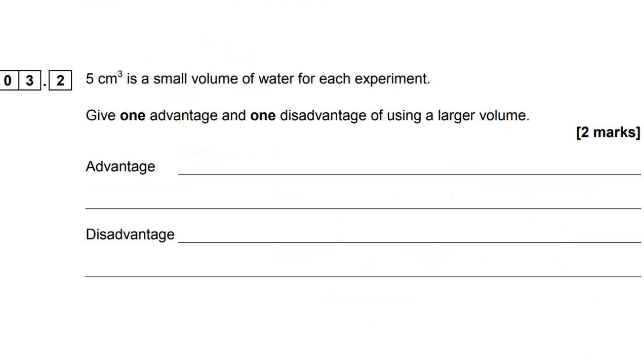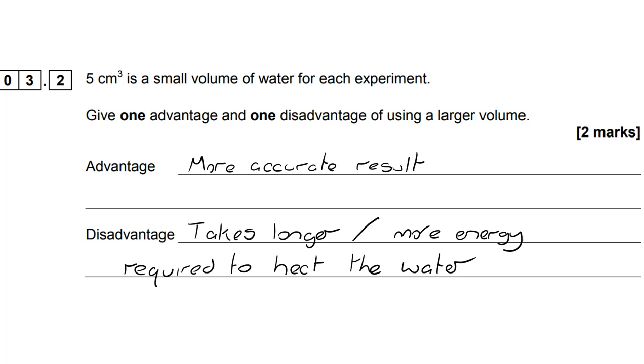On to the mechanics of the practical, I suppose. We've got a 5 cm cubed volume of water. What's an advantage and what's a disadvantage of using a larger volume of water? Well, 5 cm cubed, if you don't measure it absolutely perfectly, or even if you do measure it perfectly with the apparatus at your disposal, there is scope for there to be greater margin of error. So a larger volume will give a more accurate result. But if you do use a larger volume of water, it's going to take longer and it does require more energy to heat the water.